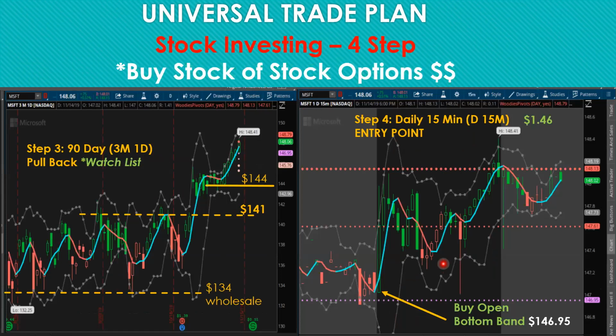So once I decide, okay, this is a stock that I want to invest in, the next question is, when am I going to buy? When is a good time for me to buy? The next thing that I would do is switch my time frame to a 3-month, 1 day. It's going to show me the price action for the last 90 days. And you're going to be able to see some support, and you're going to be able to see some resistance.